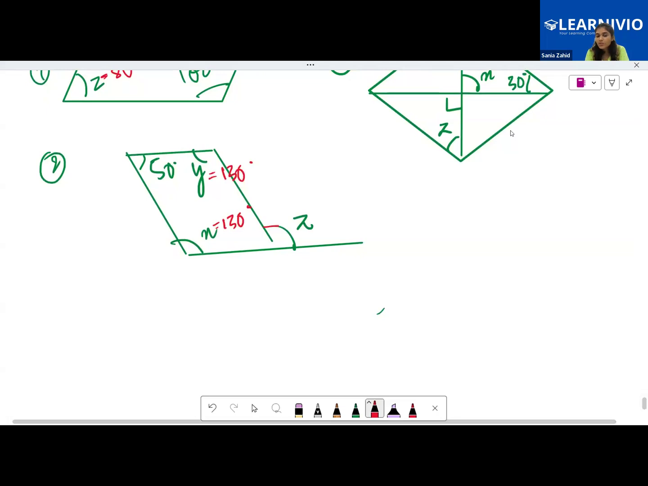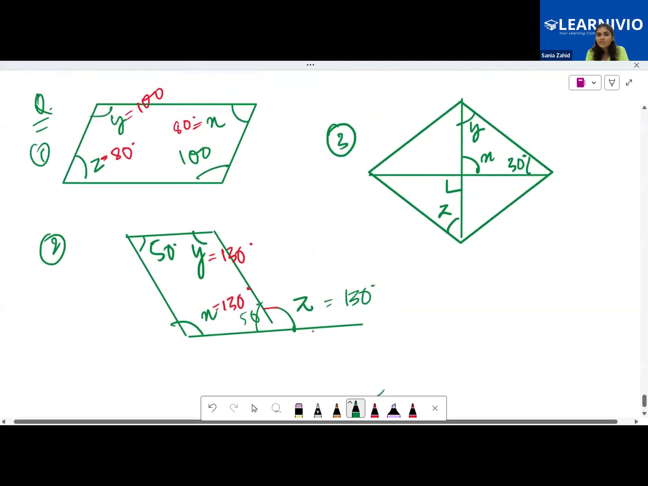For z, we are not adding any angle. This angle is already present. The lines are already drawn. Adding an angle means drawing an extra line. Are we drawing any extra line? No, it's already present. Okay, so if this is 50, what will z be? It will be equal to 130. Okay, what's the answer for the third?